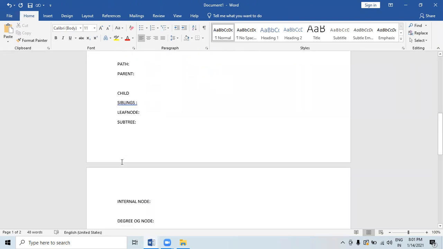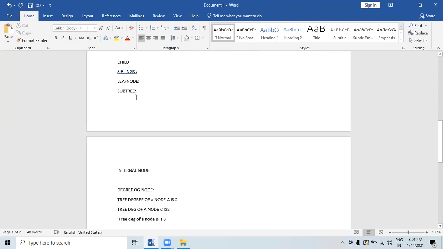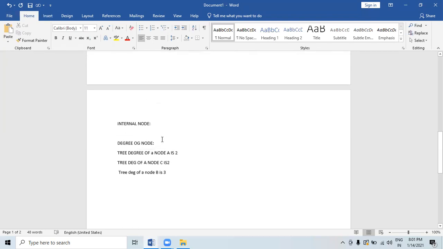The degree of a tree is the highest degree of a node among all nodes. This means the highest degree is called the degree of the tree. So what will be the degree of the tree here? B, because B has the highest number of children, right? Then level.